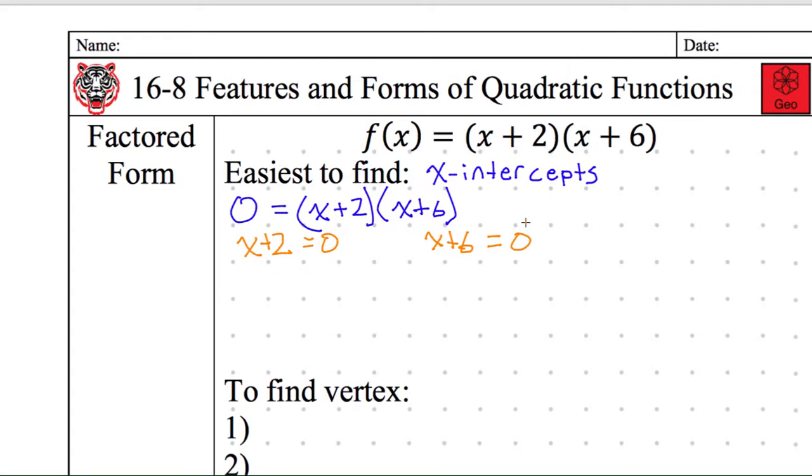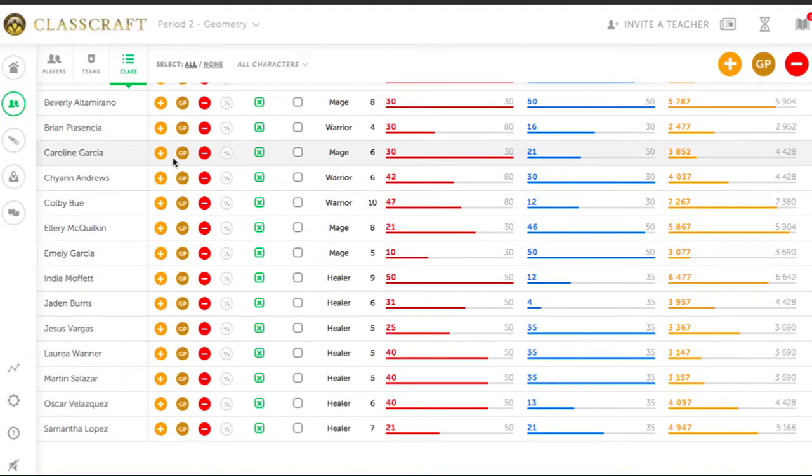X is equal to what? X is equal to what, Oscar? X is equal to -2 and -6. There it is. Box them. Thank you, Oscar. Easy marble, easy participation card. I should have your card now, Oscar.